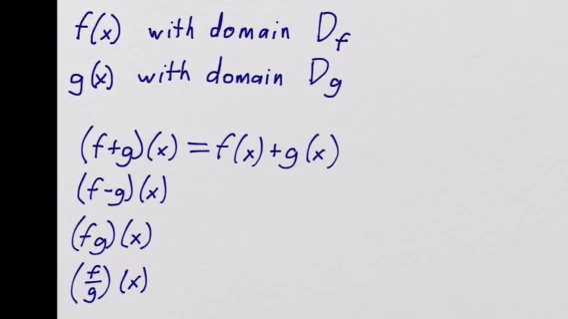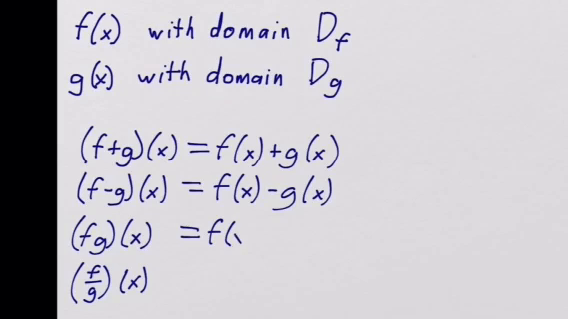f plus g of x is f of x plus g of x. f minus g of x is f of x minus g of x. fg of x is going to be f of x times g of x. Then f divided by g of x is going to be f of x divided by g of x.